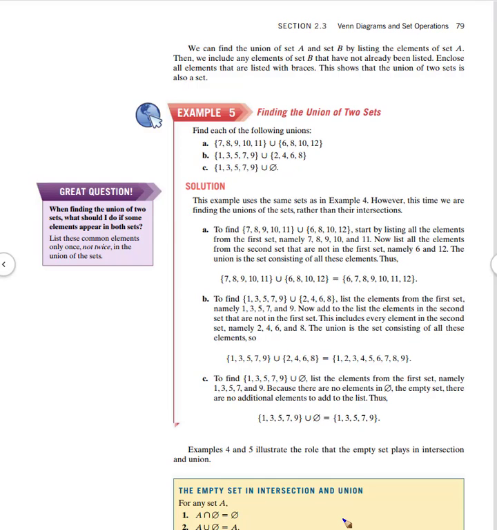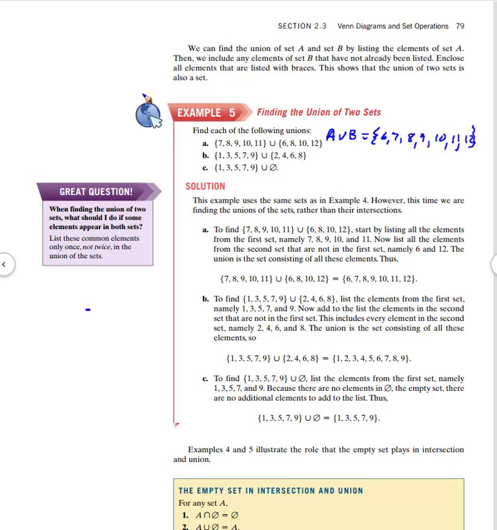Here is an important point. If there's one or more common elements in the union of two sets, make sure you only count those elements once, not twice. As an example, look at part A here in example 5. Here's one set, here's the other set. I marked what's common here. 8 and 10 are common to both sets. So the union would be the set containing 6, 7, 8, 9, 10, 11, 12. Notice the 8 and the 10 only got in there once each.